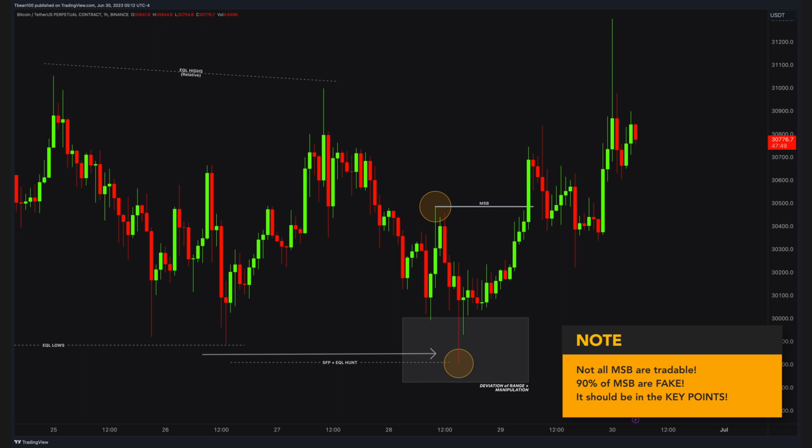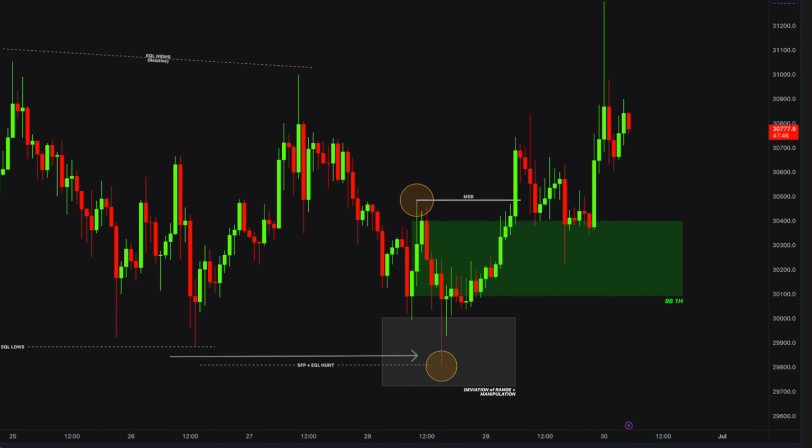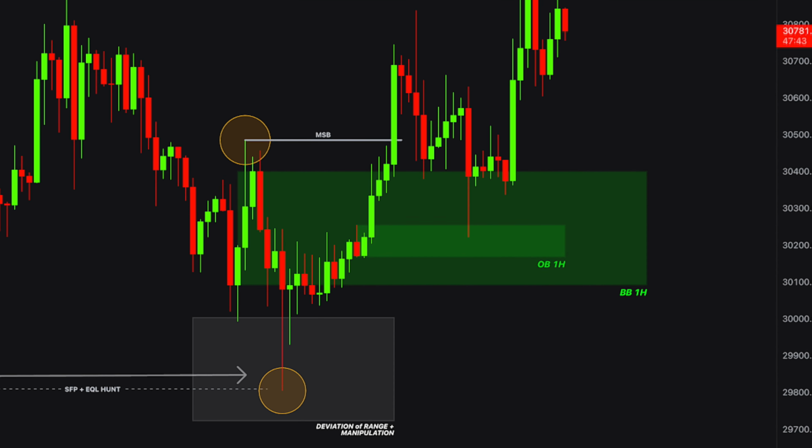It is the 1 hour order block. It is also the range low deviation. This is not a random MSB. It is at the key point. Notice this full breaker block here and the order block that touches with this nice imbalance.